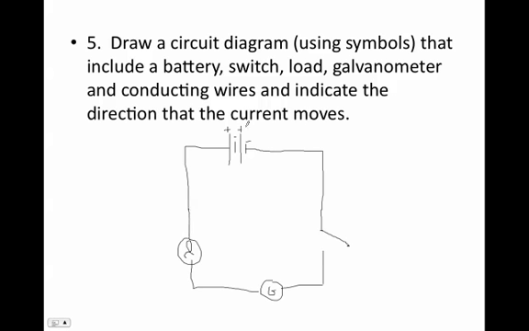And then draw the direction that the current flows. Electrons, which is what the current is, flow from the negative part of the battery around and they end up at the positive.